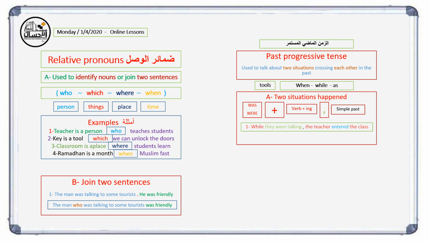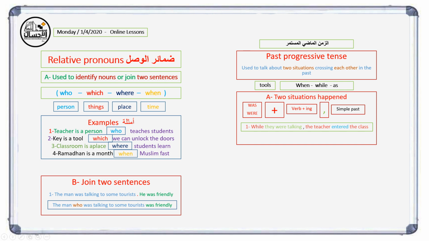Look at this example: While they were talking, the teacher entered the class. Entered here is simple past. And this is situation 1, which consists of was or were, depending on the pronoun, plus the verb plus ing. While they were talking, comma, the teacher entered the class. Gentlemen, I have another option: I can move while from the beginning of the sentence to the middle of the sentence.